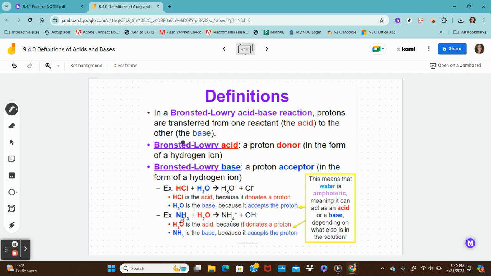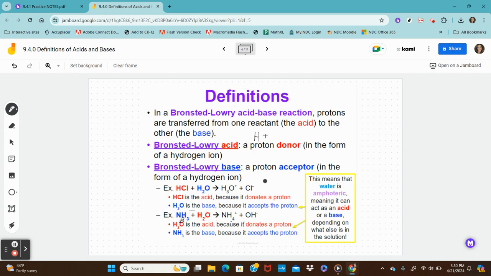Important to remember, highlight, define: Bronsted-Lowry acids are proton donors. And when we say protons in acid-base chemistry, we mean H pluses. We're not meaning the subatomic particles in the nucleus. In acid-base chemistry, when they talk about protons, they're talking about H pluses, in the form of a hydrogen ion. Bases for Bronsted-Lowry are proton acceptors.